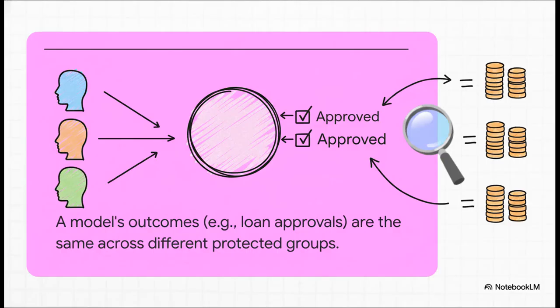But here's where it gets really tricky. What does fair actually mean? One popular definition is what's called demographic parity. This says a model is fair if it gives the same outcome to different groups at the same rate. So, for example, the loan approval rate should be the same for every racial group, period.